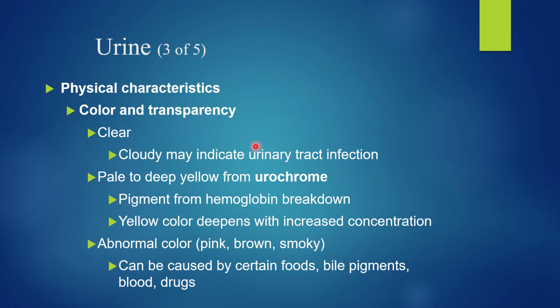So urine is normally clear. If it's cloudy, it may indicate urinary tract infection. It's pale to deep yellow. This is a pigment from hemoglobin breakdown, and the yellow color deepens with increased concentration. There are some abnormal colors: pink, brown, smoky. This can be caused by certain foods, bile pigments, blood, or drugs.